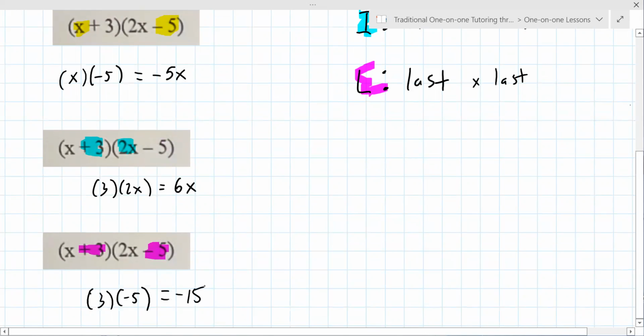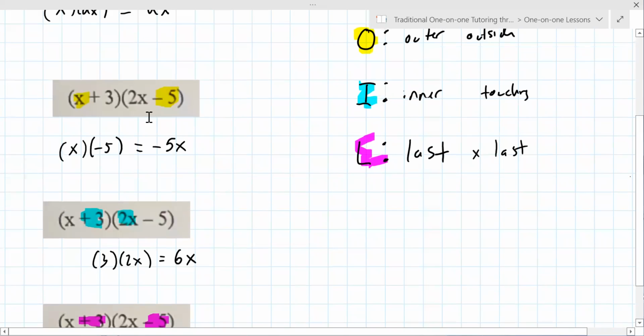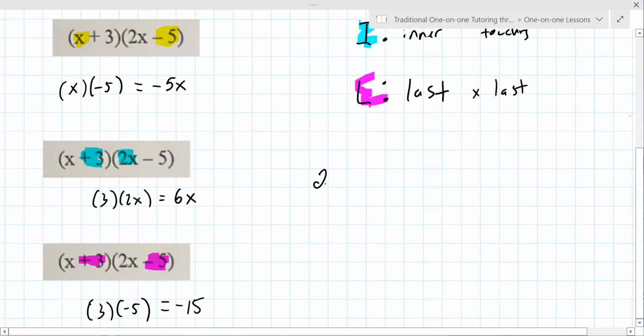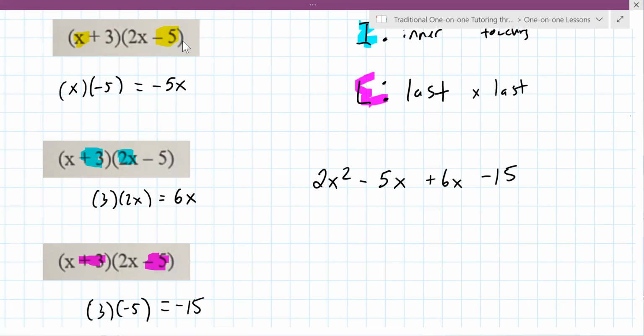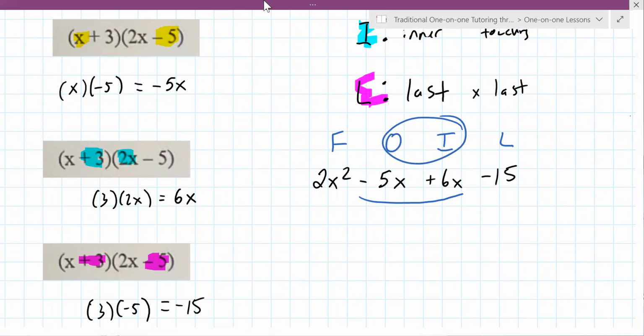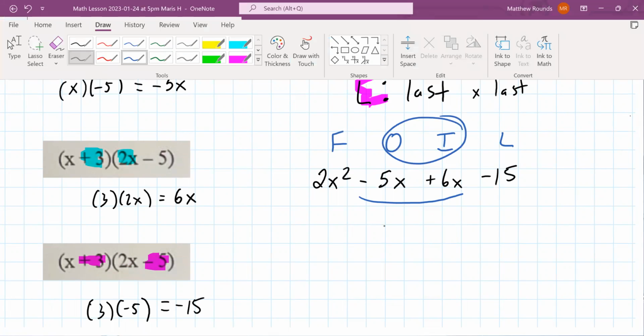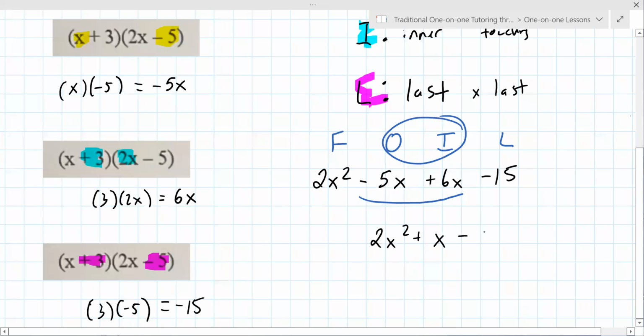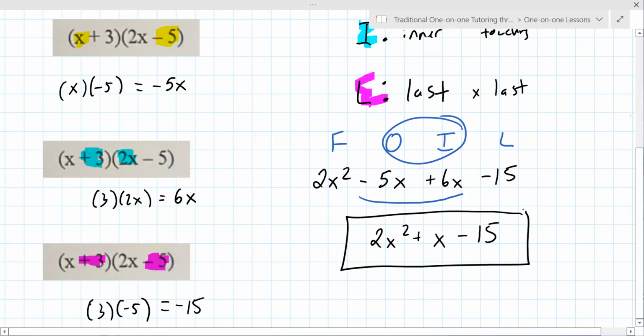All right. So for subsequent problems, you're going to be able to do this a lot faster and with more efficiency than this, but we're going to now combine all the results. Okay, so we're going to take the first result there, the 2x squared minus 5x plus the 6x minus 15, and you generally can combine the outer and the inner. You generally can combine these two right here, the O and the I. This is the O, this is the I. Those you can generally combine. So in this case, it's minus 5x plus 6x, and that becomes just positive 1x, like this. So this is your final answer. This is what they're looking for in the box.